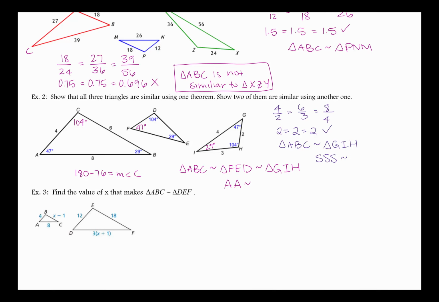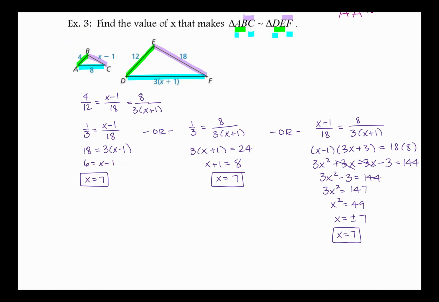Now go ahead and try example 3 on your own. Okay, so I solved this 3 different ways. First, I needed to make these 2 triangles in this order similar. So I corresponded to figure out which pieces were corresponding. AB relates to DE, so I highlighted that in green. BC corresponds to EF, so that's in purple, and then AC and DF correspond, so those are in blue.